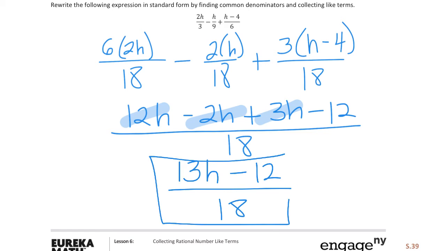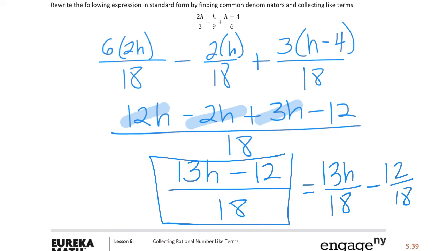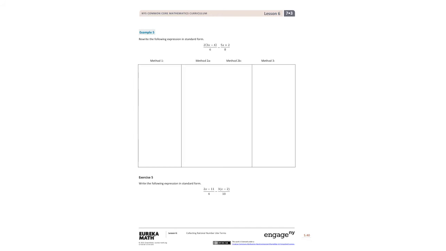You can leave your answer in this form, but more commonly people at that point will separate it back out. 13h over 18 minus 12 over 18, and 12/18 simplifies to 2/3. So you will probably more commonly see 13h over 18 minus 2/3. Okay, on to the next page.